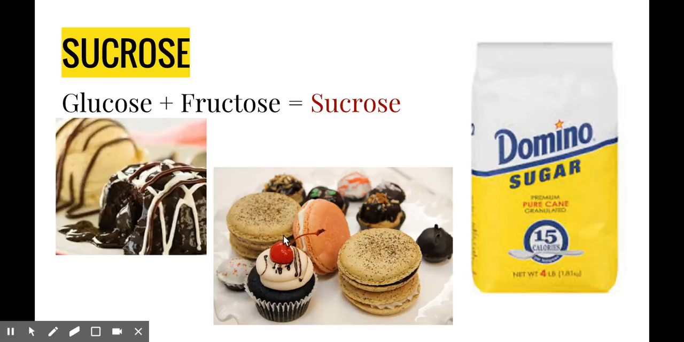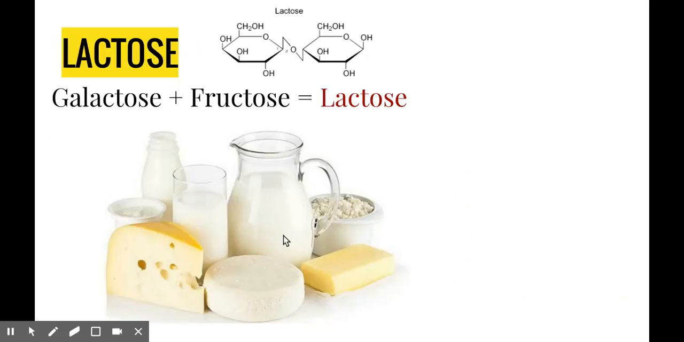Sucrose, you all have sucrose at home. I know it. So sucrose is just sugar that you would use to make cakes and cookies and brownies and ice cream. And it is the combination of one glucose monosaccharide and one fructose monosaccharide. The last one, and this one we have more than likely heard of, I think. So this is your last disaccharide. It is lactose. Lactose is a combination of one galactose monosaccharide and one fructose monosaccharide.